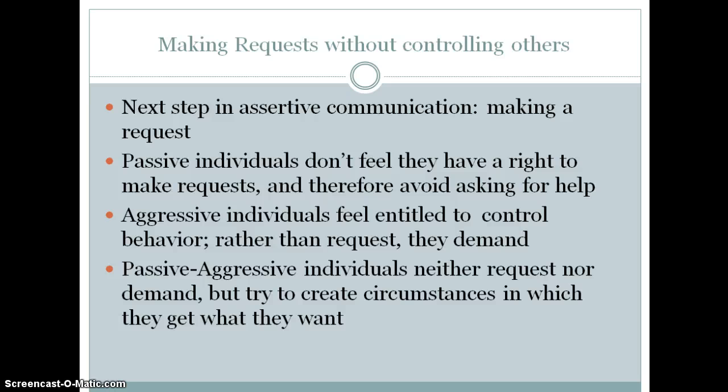So the book gave the example of someone who is upset that their friend never puts gas in the car when they borrow the car, and so they leave it on empty with the hope that the friend will fill it up instead of asking them to fill it up. So that would be an example of passive-aggressive behavior.